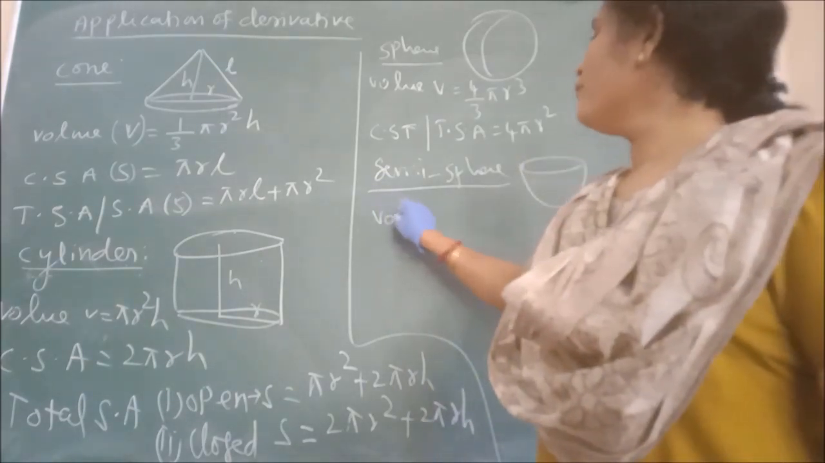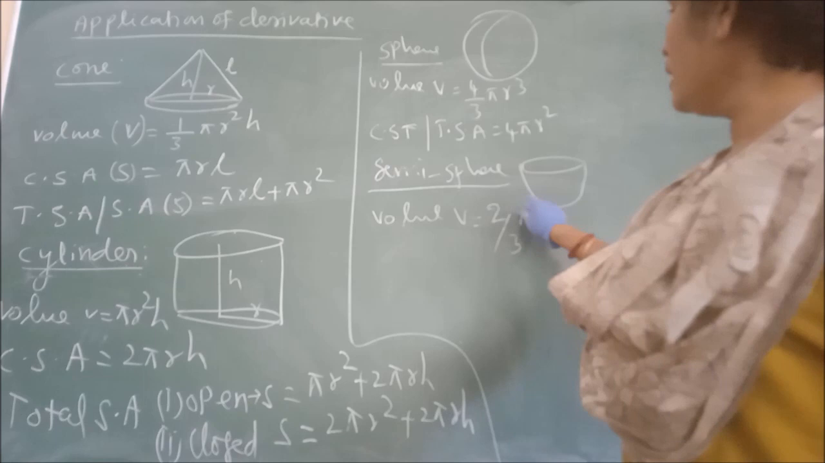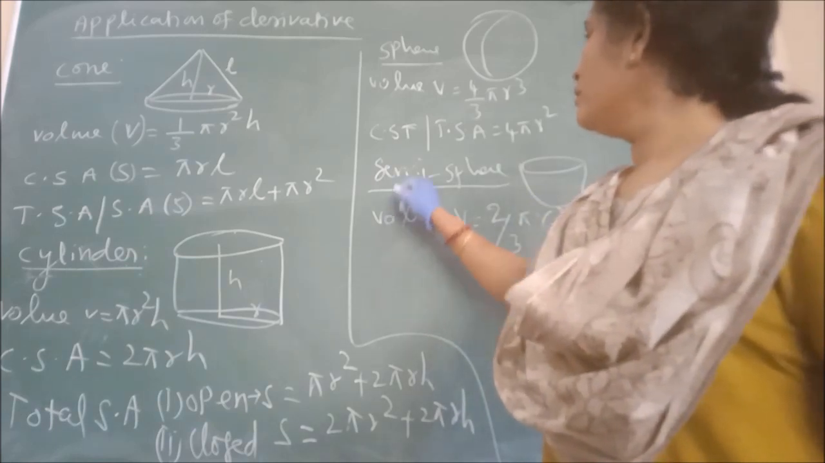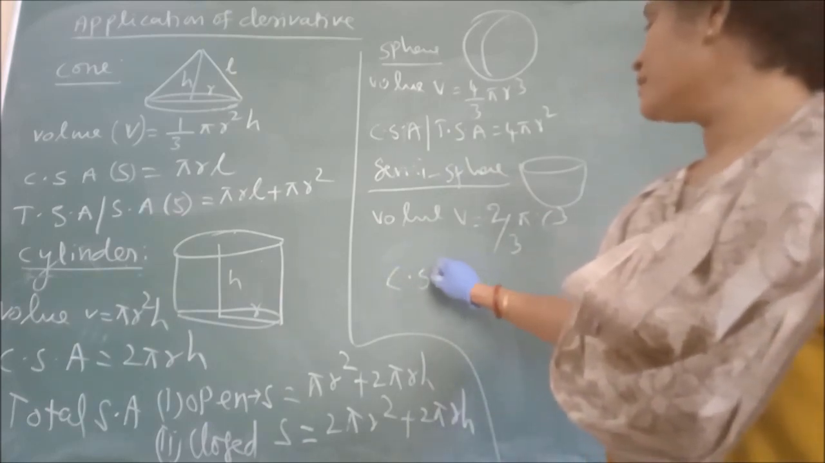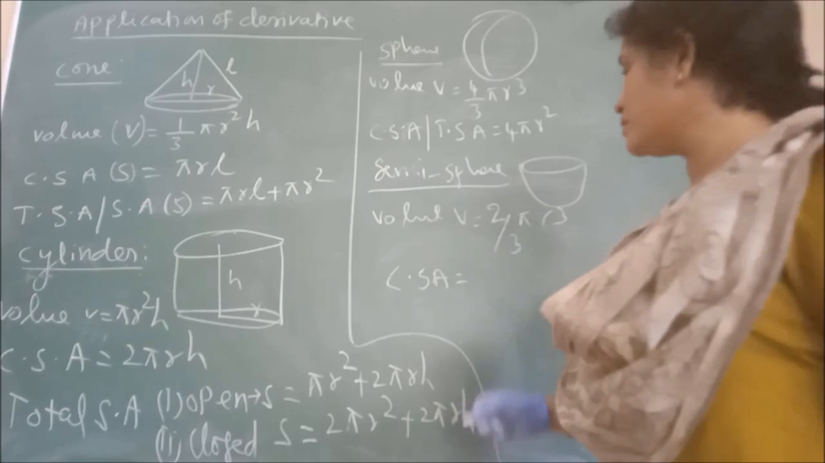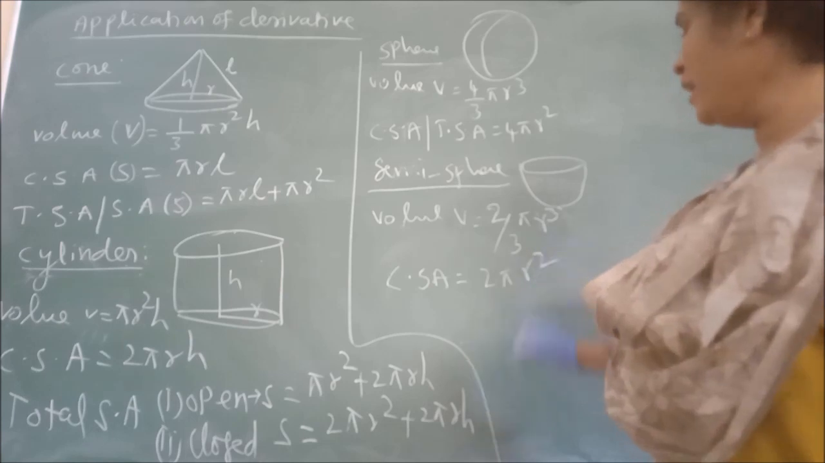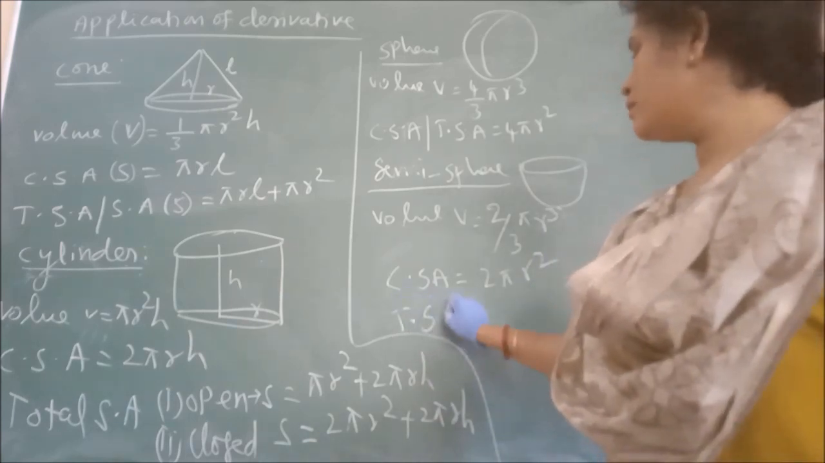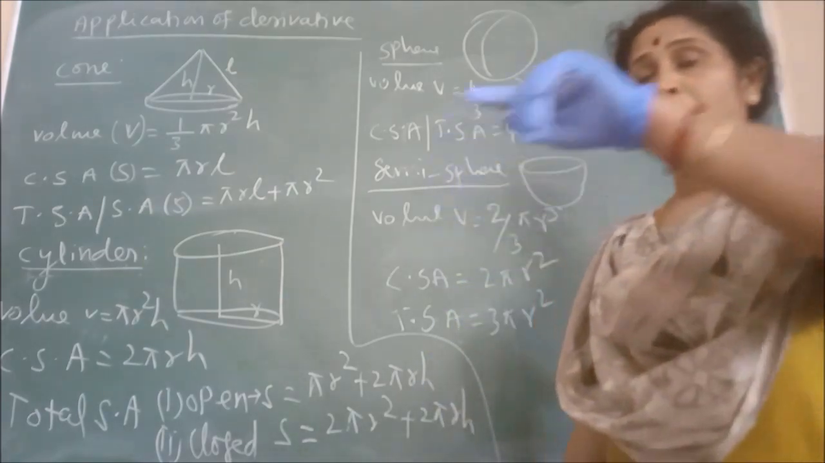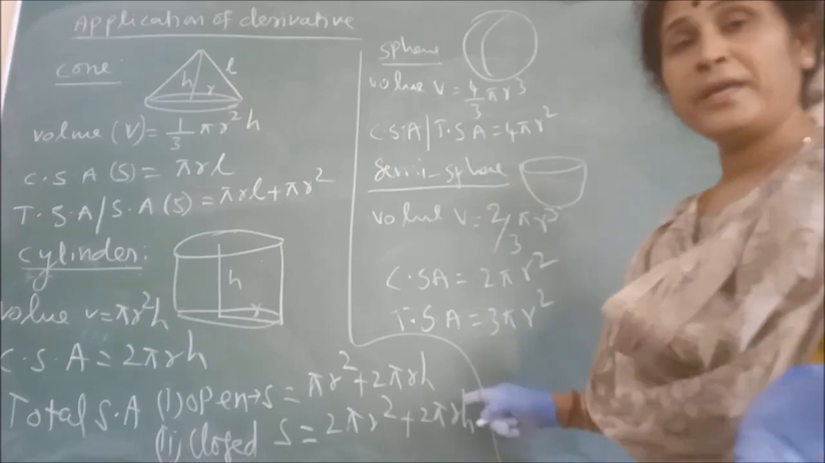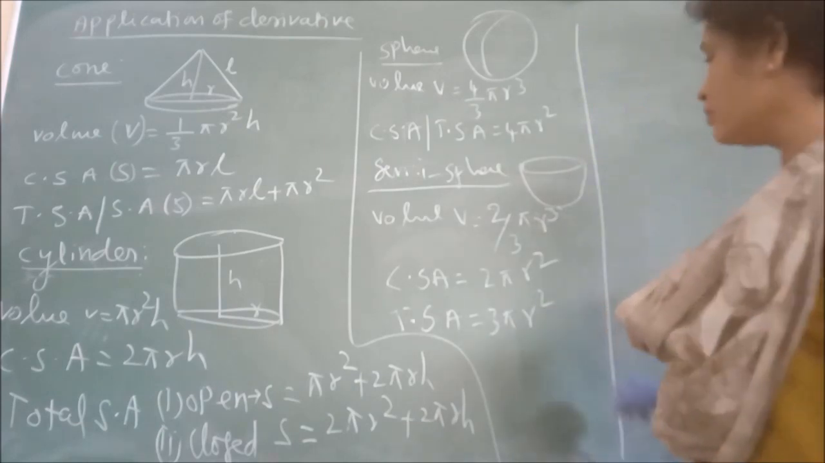Now the volume of a hemisphere is equal to 2 by 3 pi r cube. And this is the curved surface area, which is different from the total surface area in this case, like the cylinder. The curved surface area is 2 pi r square. The total surface area is 3 pi r square, because curved is 2 pi r square and the top is a circle shape, so 1 pi r square will be added. So the total is 3 pi r square. Okay, fine.